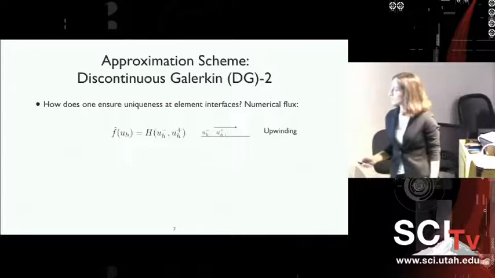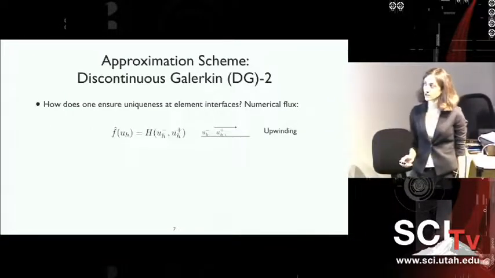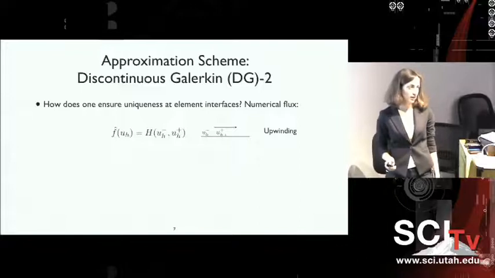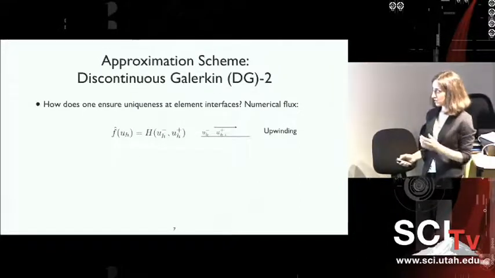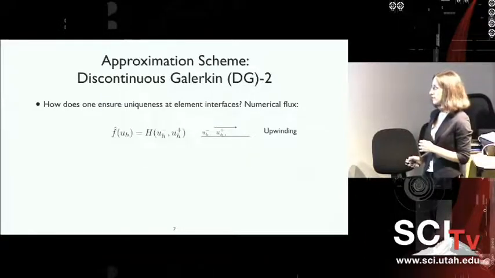So for example, this numerical flux should be set in a way so that it mimics the flow of the information. For example, in this picture here, if my flow is going from left to right, one way to set the value at the interface is to take the immediate left value, and this is called the upwinding scheme.